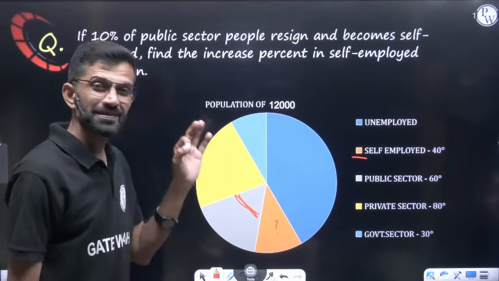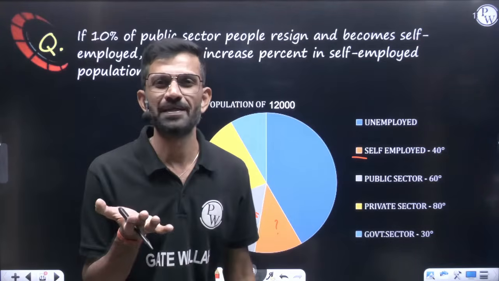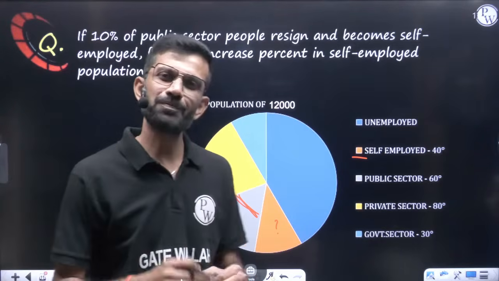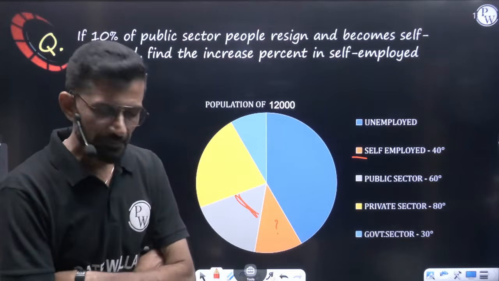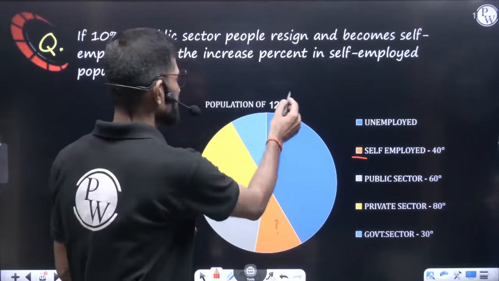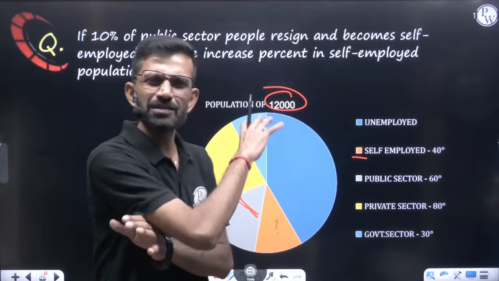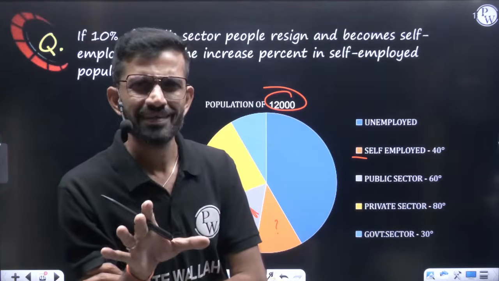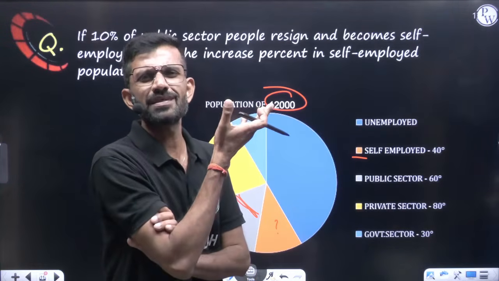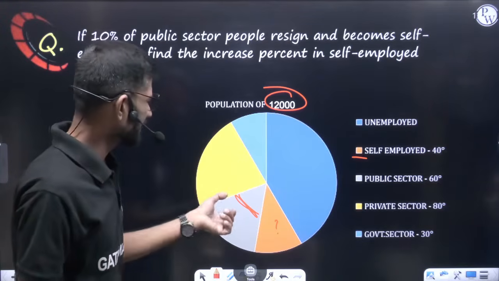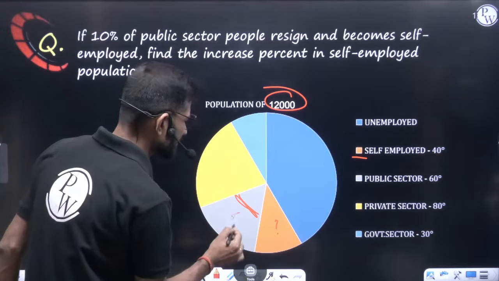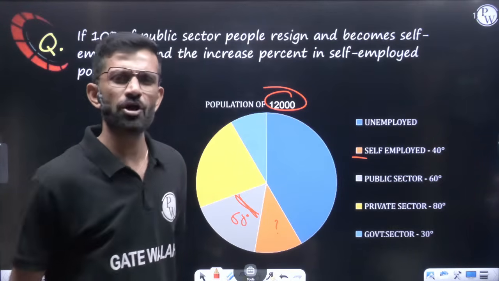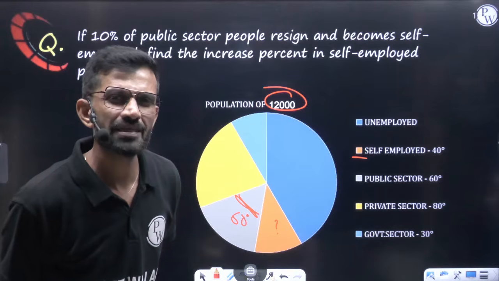Then what is the percentage increase in the self-employed population? Self-employed population, how much percent will it increase? So my dear friends, some people, what they do, because the total population is given as some 12,000, they divide this 12,000 into the different sectors, find out how much will be there. No need. They have given it in degrees, they are asking you in percentage, simple. First of all, 10% of this: what is the grey color one? It is 60 degree. So instead of mentioning that in population, just think 60 degree, 10%, how much is it? 60 degree 10% is 6 degree.